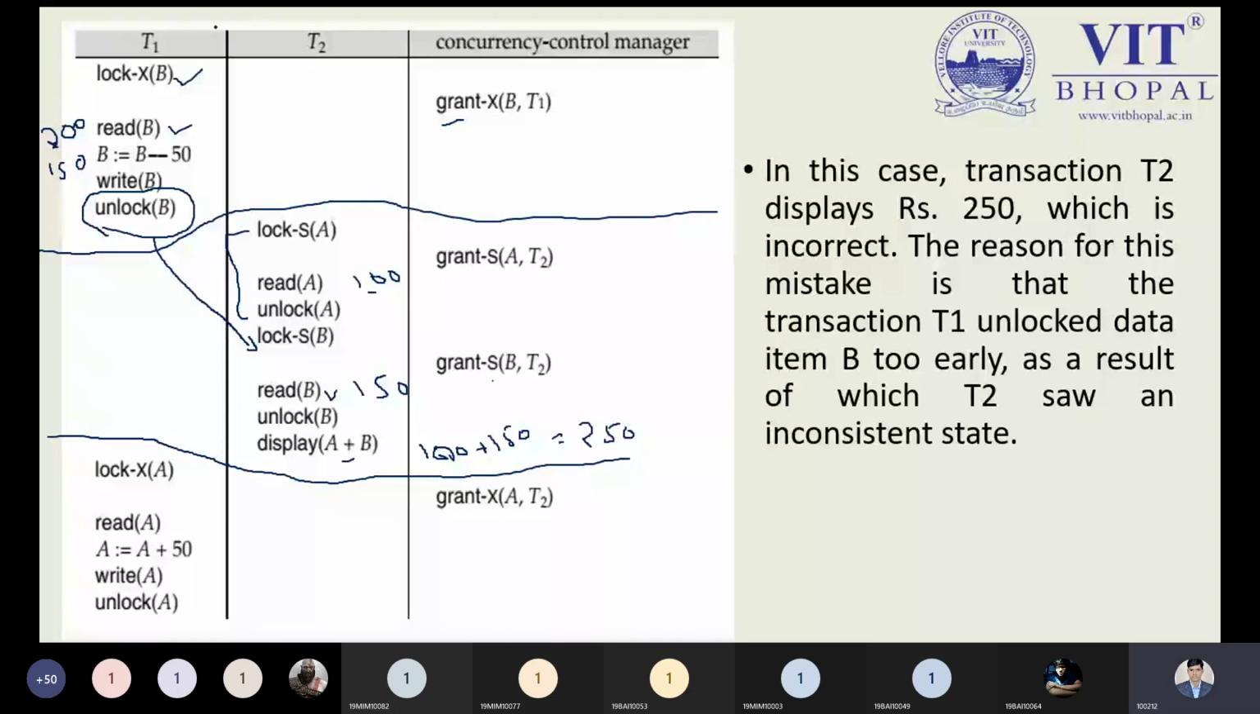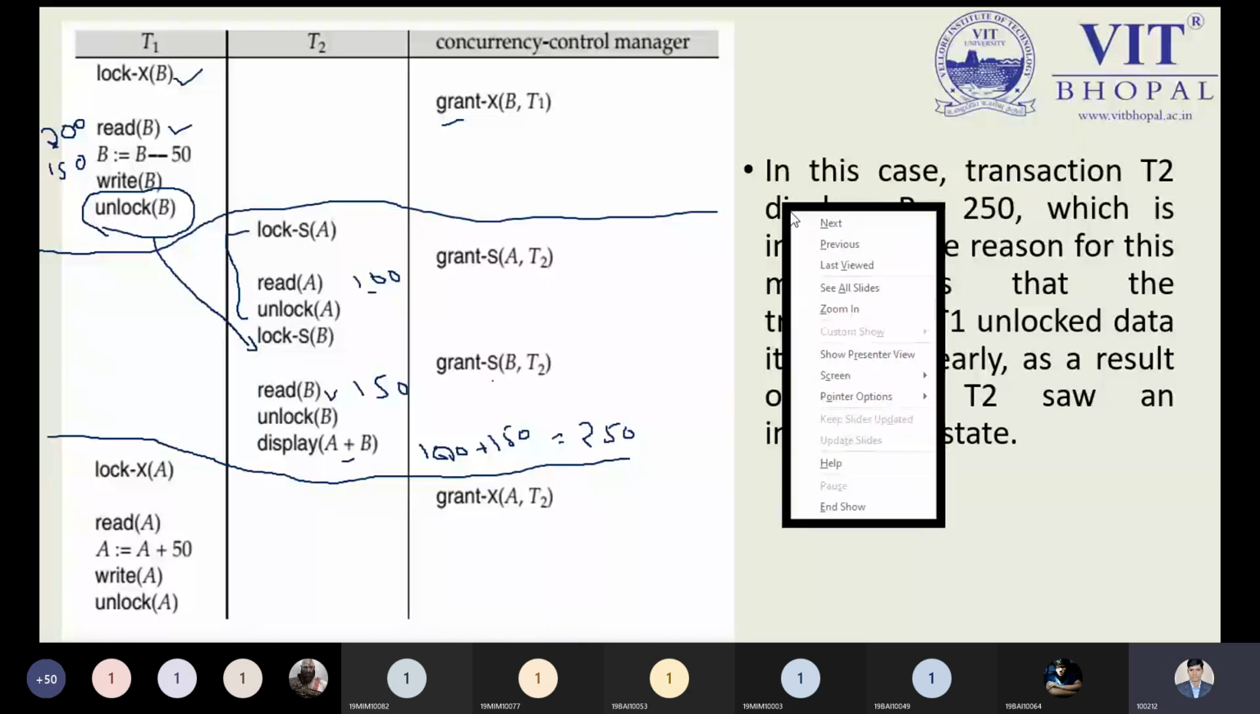Now this part is clear to all. First tell me, is this part clear to all? How are we getting the 250 instead of 300? Or any doubt? Please tell me. Yes, please tell me. Any doubt?